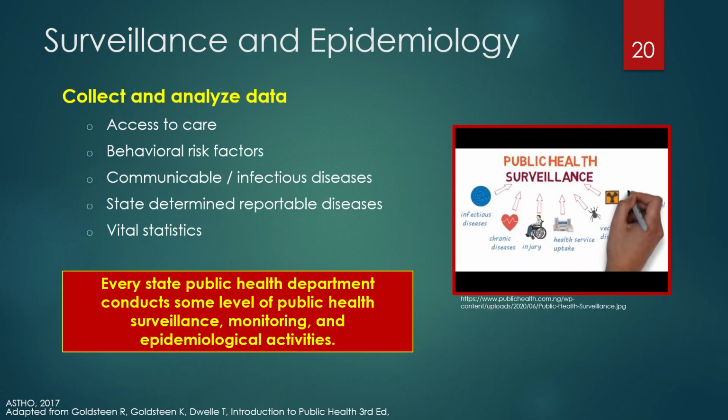Every state public health department conducts some level of public health surveillance, monitoring, and epidemiological activities. Almost all state public health departments collect and have access to care data. 96% of states collect and epidemiologically analyze data on behavioral risk factors, communicable and infectious disease, state determined reportable diseases, and vital statistics.